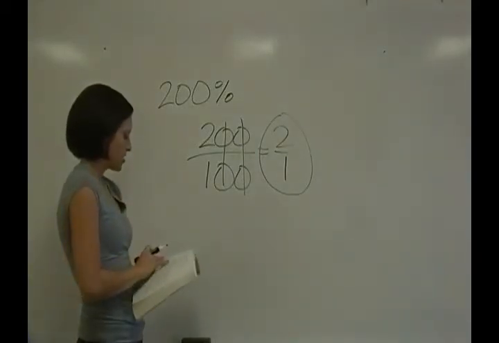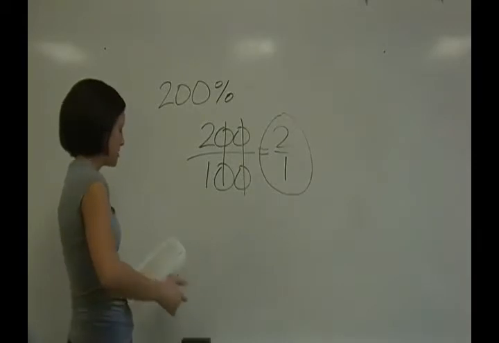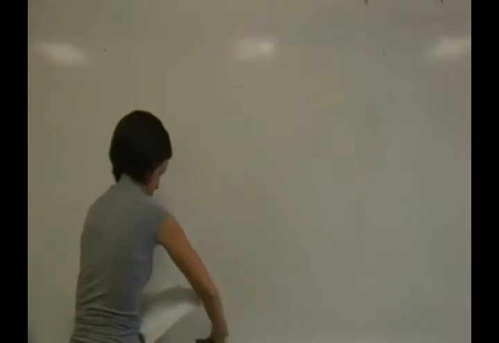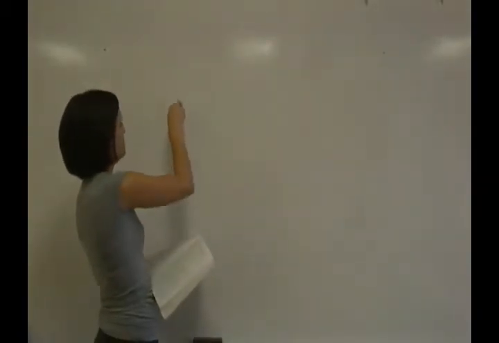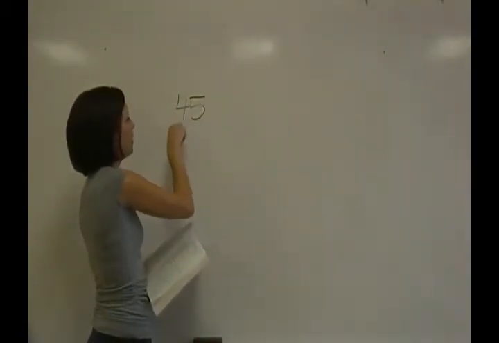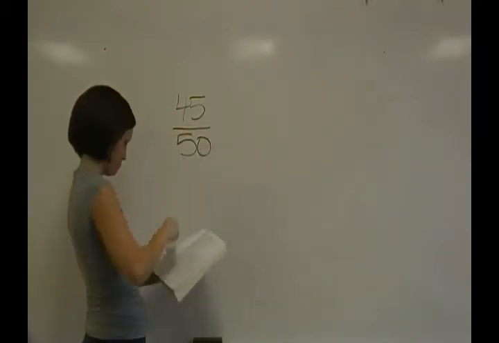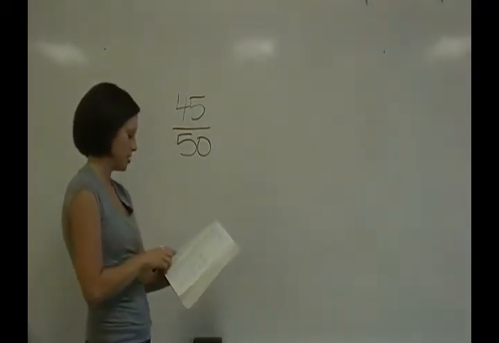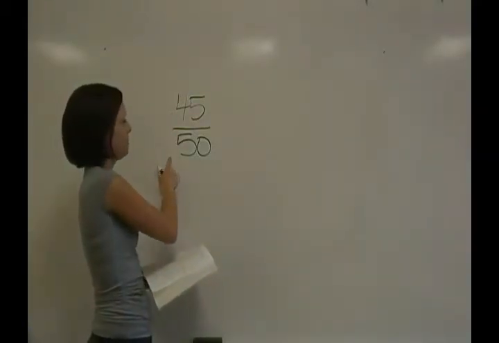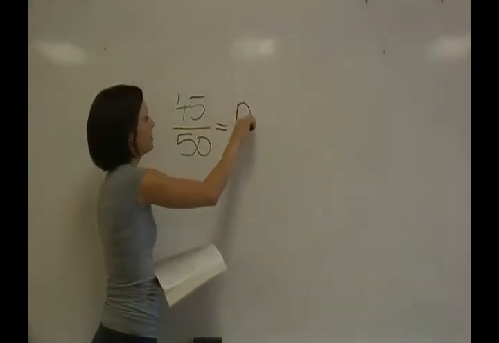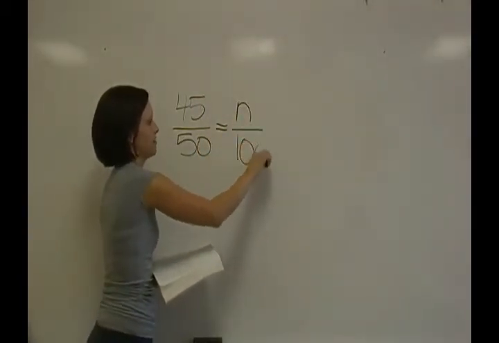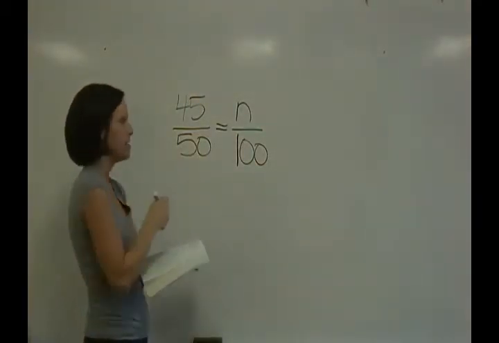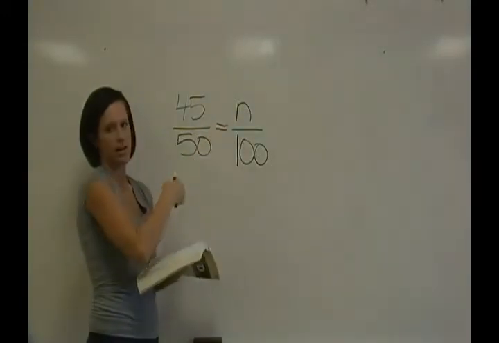Moving on to changing fractions to percents. So let's do number 19. Now we're going to work backwards. So what is 45 over 50 written as a percent? Now, the way I do this is it is a ratio. So 45 over 50 equals what percent? And that's what you're trying to find out. From here, we'll cross multiply and solve for n, and that will give us our answer.